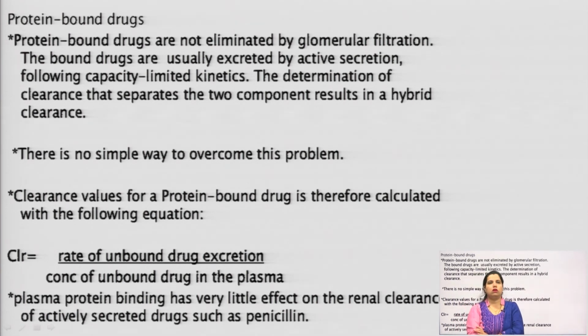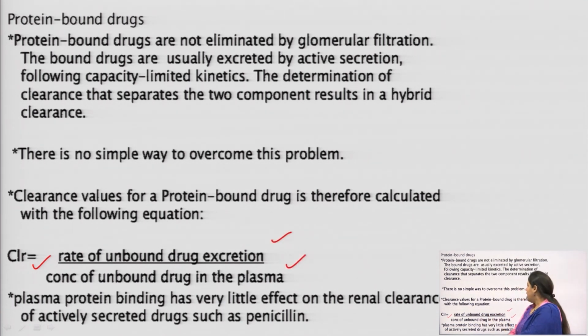Protein bound drugs are not eliminated by glomerular filtration. The bound drugs are usually excreted by active secretion following capacity limited kinetics. So, the determination of the clearance that separates the two components results in a hybrid clearance. So, basically for protein bound drugs we generally adopt a hybrid clearance concept. There is no simple way to overcome this problem. The clearance value for a protein bound drug is therefore calculated using this equation: clearance equals the rate of unbound drug excretion divided by the concentration of unbound drug in plasma.